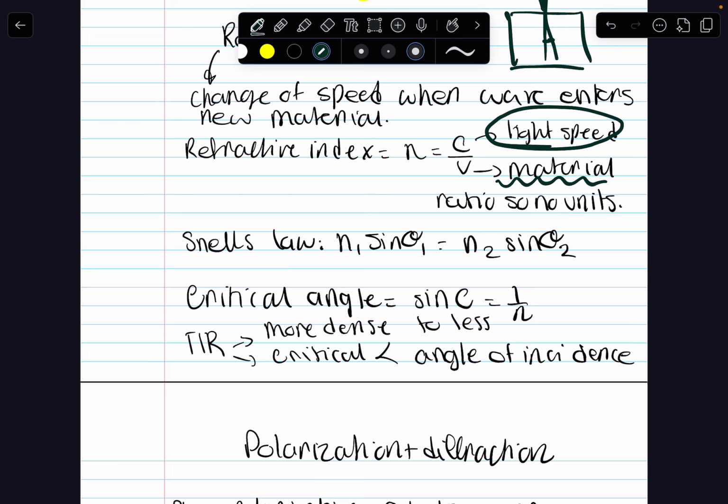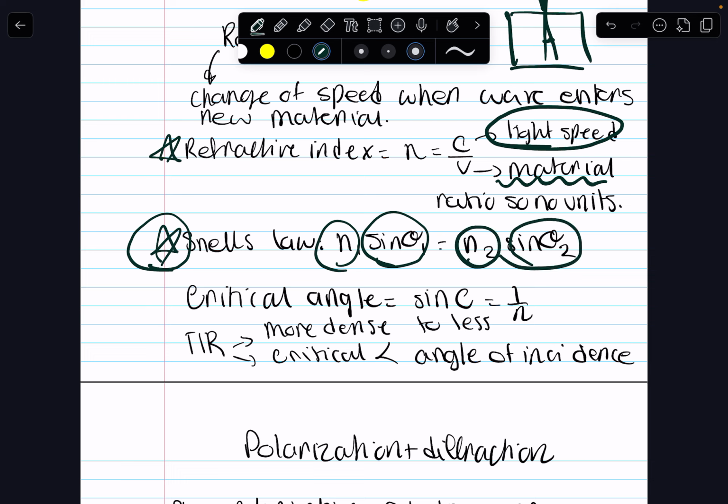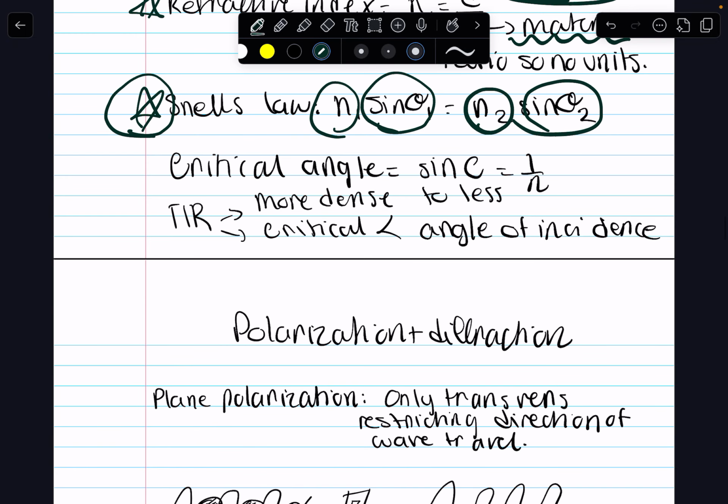You either use this law or this one. Usually use this one just in case. So this just gives you the angle you have in your first medium, and then the refractive index of that medium, then the refractive index of the second medium, and the angle in the second medium. You could rearrange it to find anything.